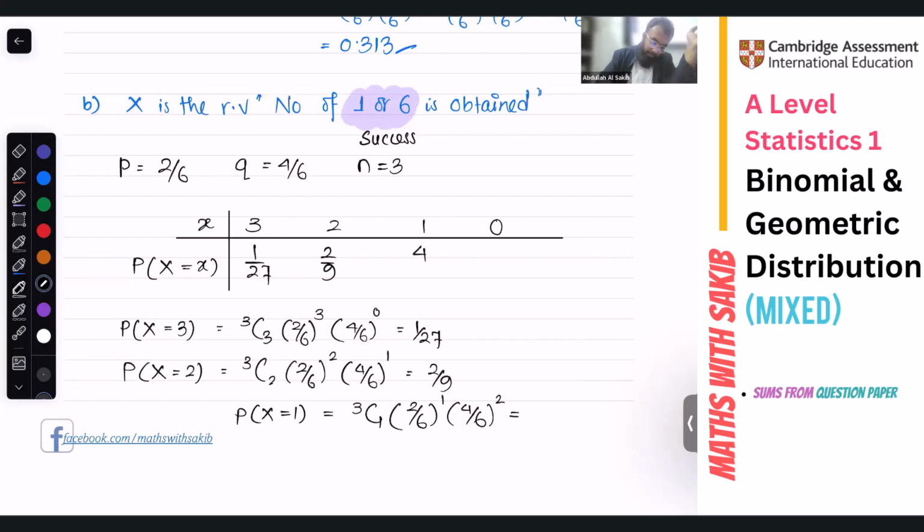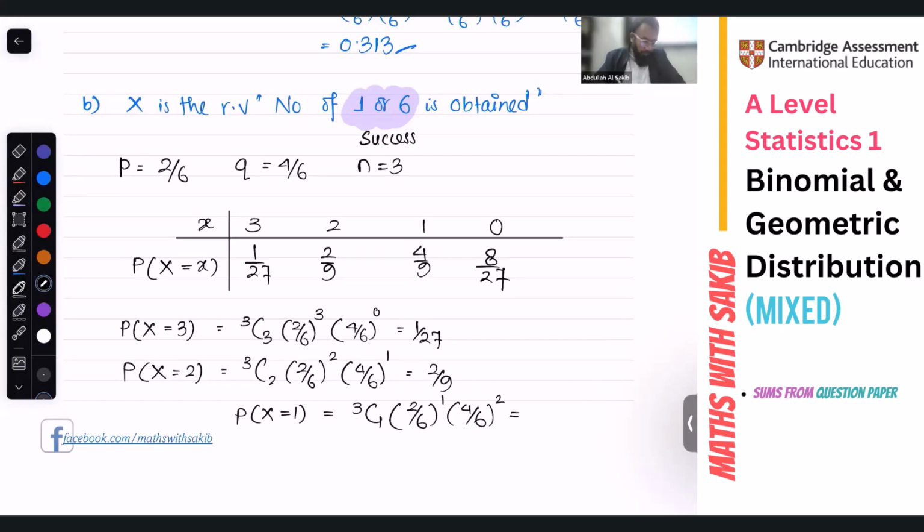It's 4 by 9. So for X equal to 0, you can add all the other 3 probabilities and subtract it from 1. Clear? So 1 minus 1 by 27 minus 2 by 9 minus 4 by 9. So 8 over 27, done.